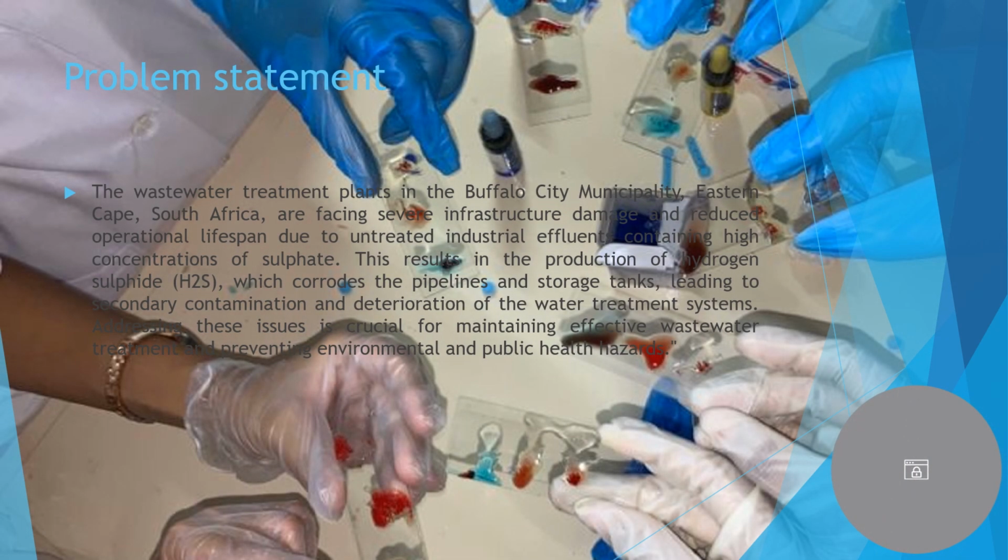I'm Fiyosencha Makakula and I'll be taking you through the problem statement. The wastewater treatment plant in Buffalo City is facing severe infrastructure damage and reduced operational lifespans due to untreated industrial effluents containing high concentrations of sulfate. This leads to the production of hydrogen sulfide, which corrodes tanks and pipelines.